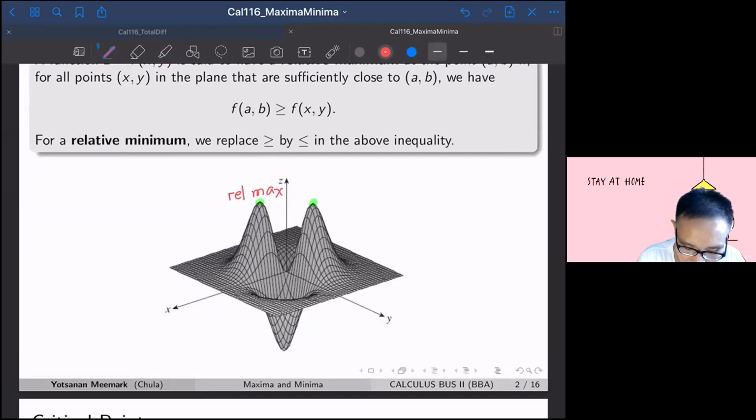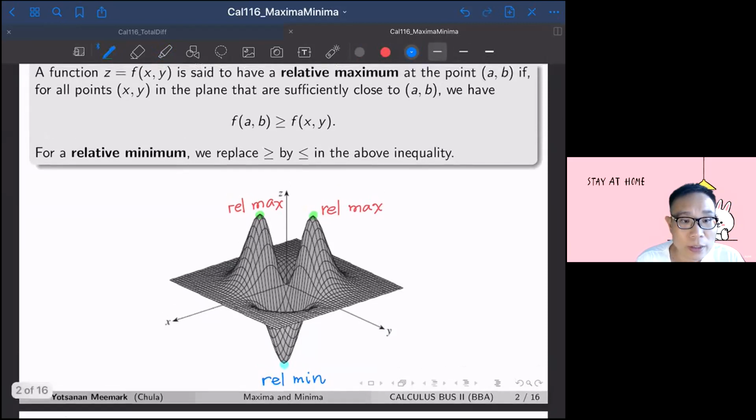So when you have a peak like this, in math, we call it a relative maximum. In this case, you have two relative maxima. On the other side, you have the lowest point of the function here, and this turned out to be a relative minimum. This is the definition: a relative maximum is a point higher than the other points near it, and a relative minimum is a point lower than the points near it.